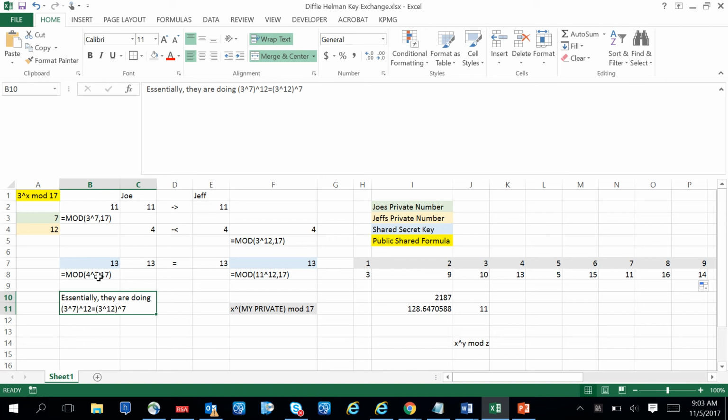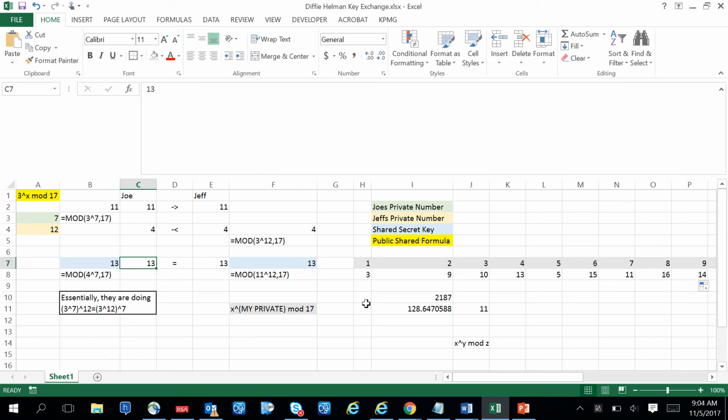How are we doing this? I'm using his remainder to the power of my private number. He's using my remainder to the power of his private number. And what we both are going to get is the same number, because we're doing the same equation, which has generated a shared secret key, and we never had to tell each other 7 or 12.